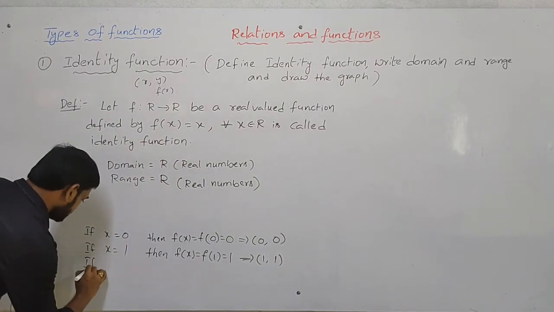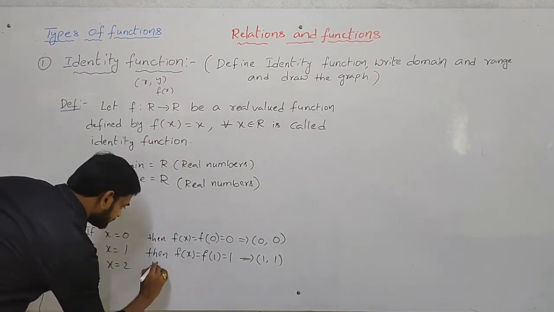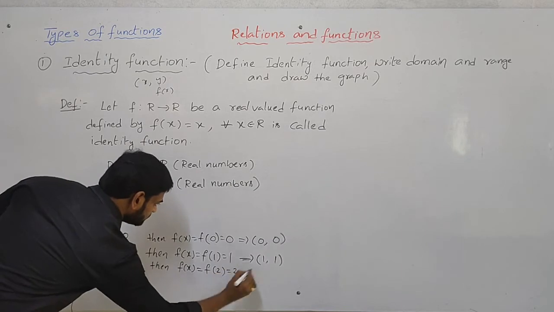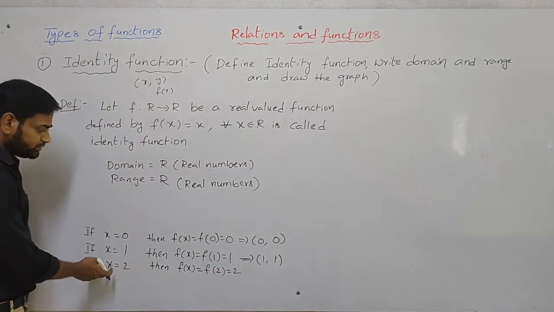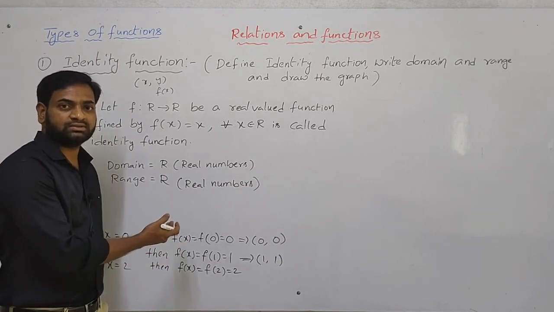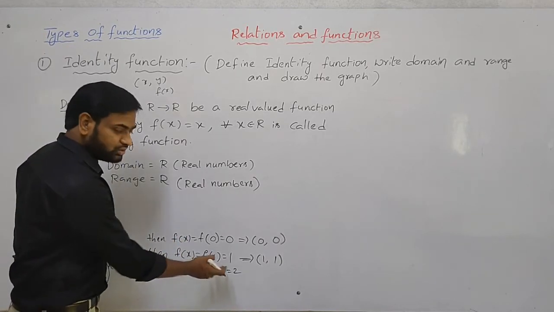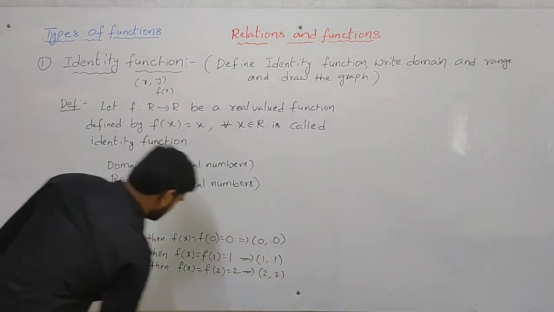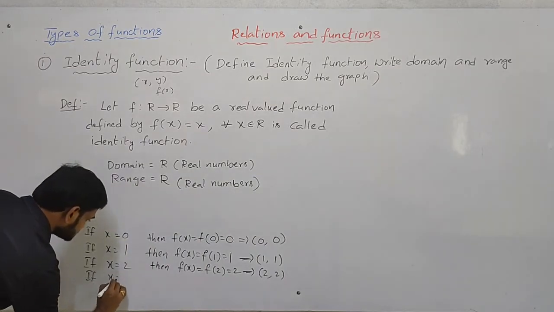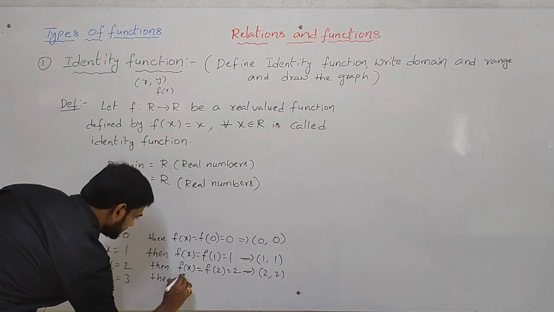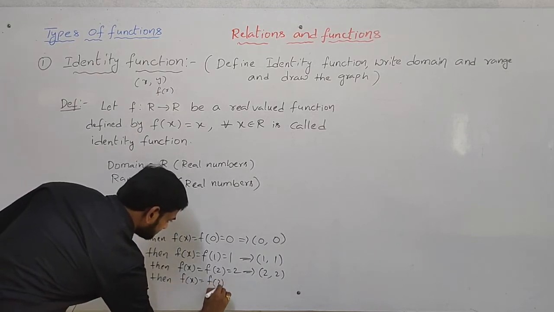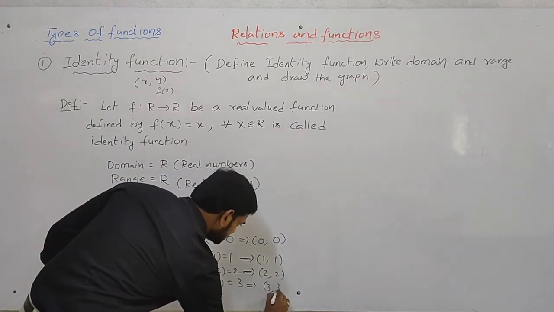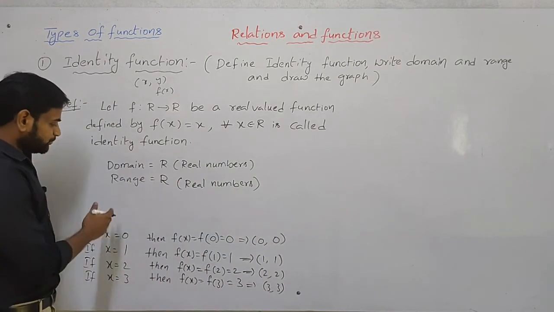Next, if x value is 2, then f of x is equal to f of 2 is equal to 2. So x value 2, y value is nothing but f of x, so f of x value is also 2. So what is the point now? 2 comma 2. Next, if x value is 3, then f of x equal to f of 3 is equal to 3. So what is the point now? 3 comma 3. These are the positive ones.